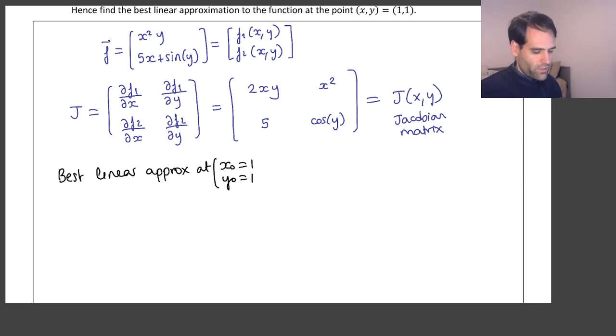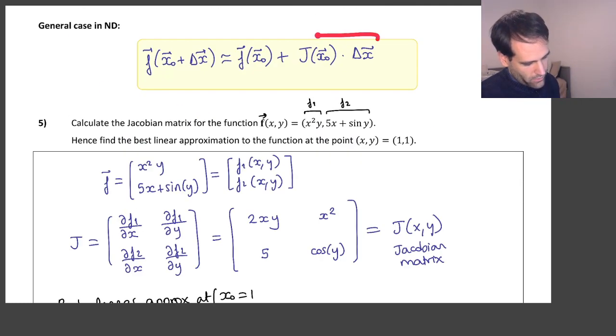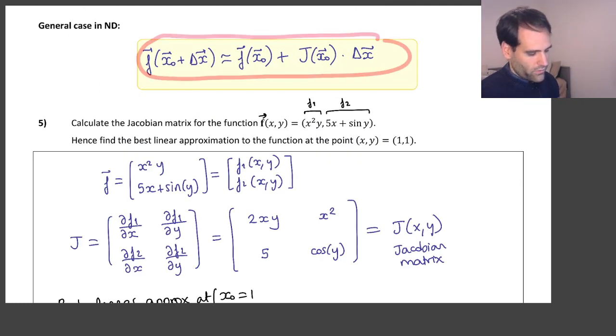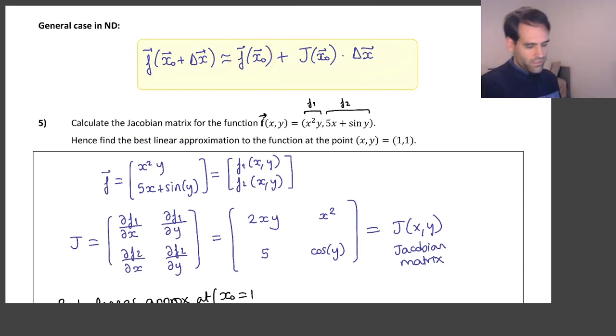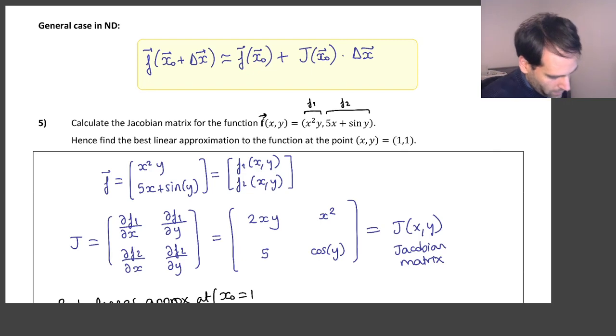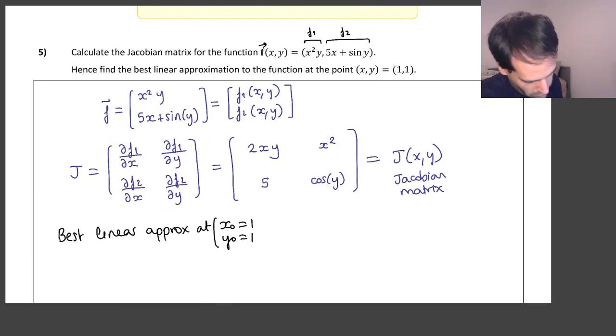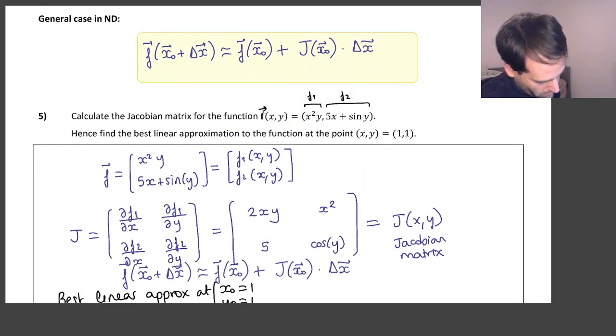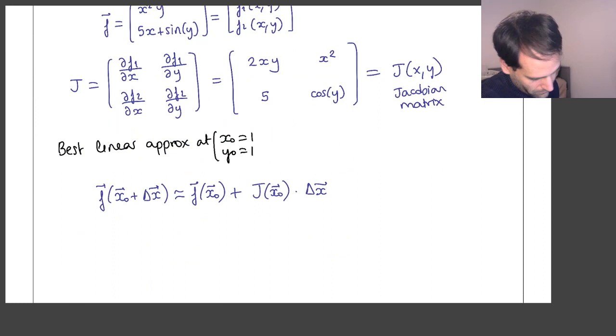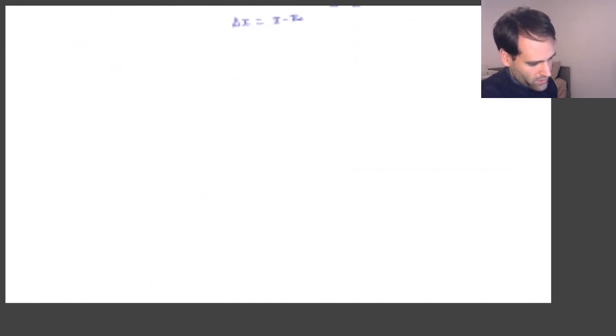So to do this, we need to apply this equation here. So let's start. f of x0, that should be very easy. We just need to substitute x0 and y0. Okay, so let me copy this equation here. And now let me write what each thing is.